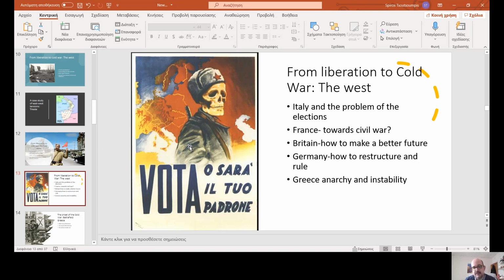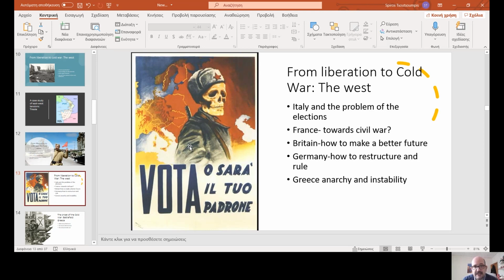Also, there is the issue in Germany, and the issue is how to restructure and rule Germany, because, as I said, Germany was occupied in the West by the Allied forces, British, American, and French, and Eastern Germany by the Soviets. So there is the question: should we reunite Germany? Should we divide Germany? How are we going to deal with the legacy of Nazism? Do we purge all these former Nazis? And if we do that, how do we deal with the gaps that will be created in the civil service?